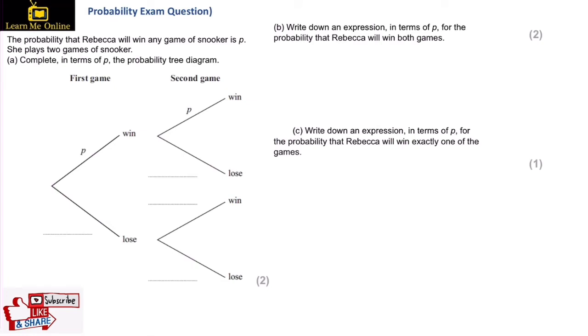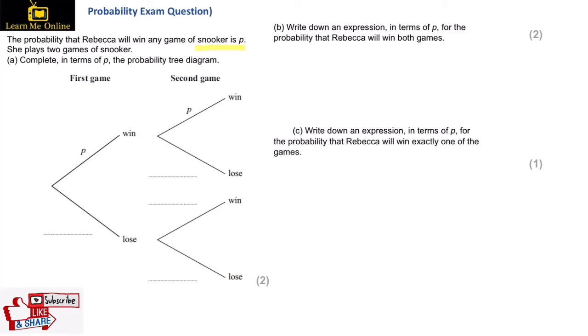We have got the next example now. It says that the probability of Rebecca winning any game of snooker is P. So now it's not given to us in terms of a number, not a fraction or decimal, but just with the letter P. Now she plays 2 games of snooker. Complete in terms of P the probability tree diagram.